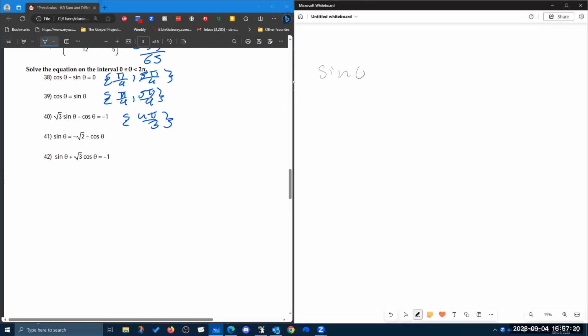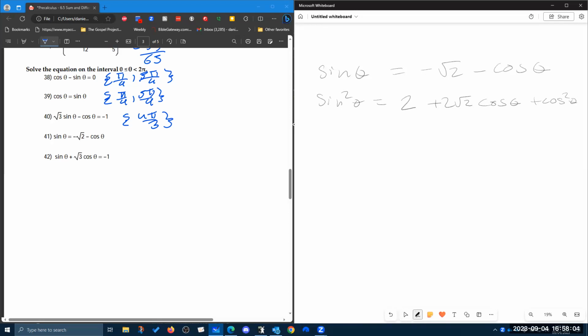Let's try this one. Sine theta equals a negative root 2 minus cosine theta. Again, I'm going to square both sides to get rid of that square root and to try and get my sine squareds and my cosine squareds together as a single thing to make a number. So this is going to be sine squared theta equals 2 plus 2 root 2 cosine theta plus cosine squared theta.